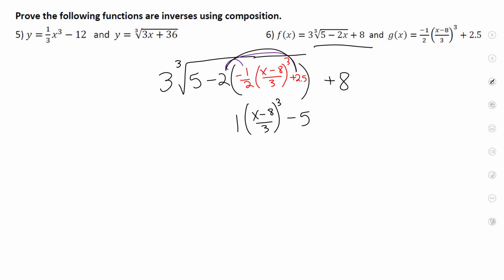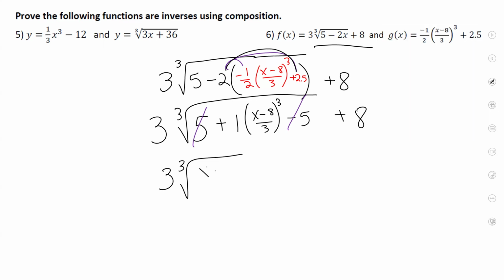So we have, under the cubed root, we had a 5 and then a +8. Okay. Now what cancels out? Yep, 5 minus 5 cancels out. So this is what we have now. The cubed root of x minus 8 divided by 3, cubed, plus 8. Next, cubed root cancels out with the cubed. 3 divided by 3, that cancels out. -8 plus 8 will cancel out. I'm left with x.